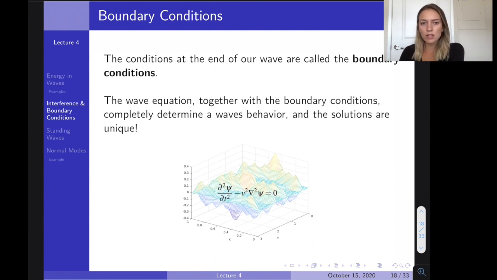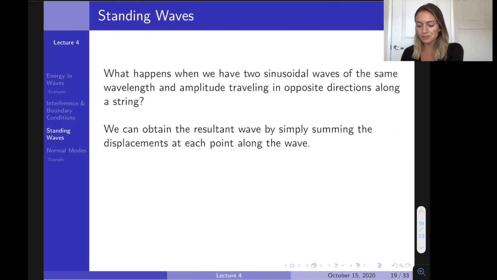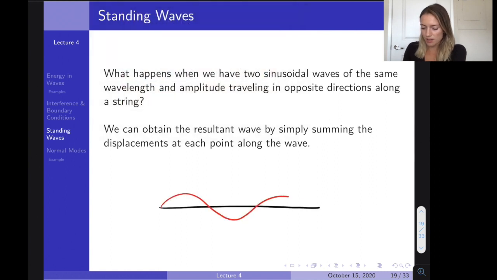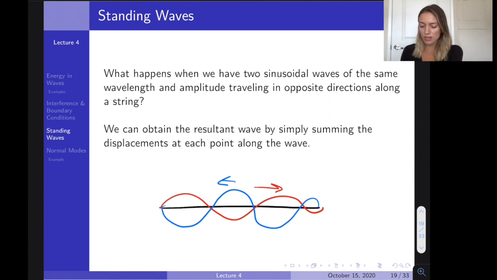All right, so now let's look at a specific example of two waves interfering with each other. So what happens if we have two sinusoidal waves of the same wavelength and the same amplitude traveling in opposite directions along a string? So we have our string here, and let's say one wave is traveling like that, and it's going in that direction, and then we have another wave going like that, in the other direction. And they have the same wavelength and the same amplitude. So what is going to happen there?